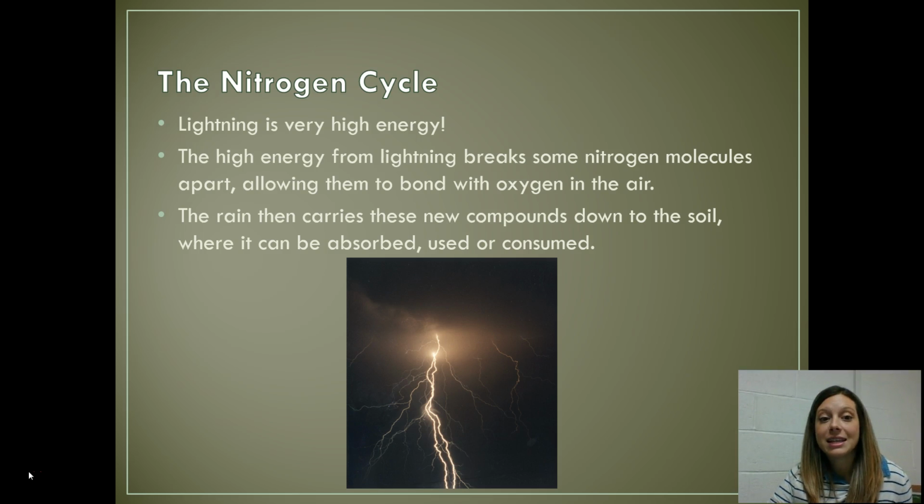The first one we're going to discuss is lightning. So remember, nitrogen is in the atmosphere as N2, atmospheric nitrogen, and it's unusable. But as it turns out, that lightning, which we know is extremely high in energy, has enough energy that it can actually blast those nitrogen molecules apart into the usable nitrogen form. And then when it rains, those usable nitrogen atoms are carried down to the soil where it can be absorbed, used, or consumed by the living things there.